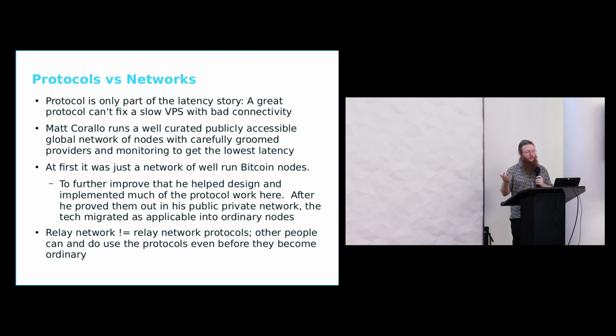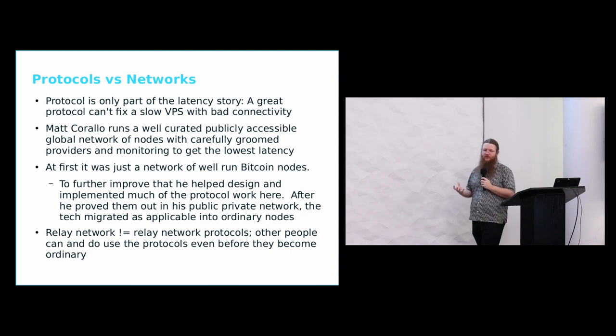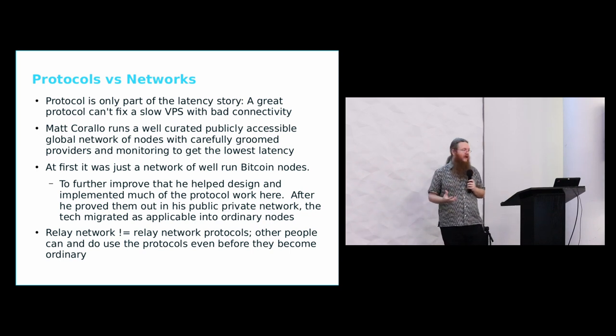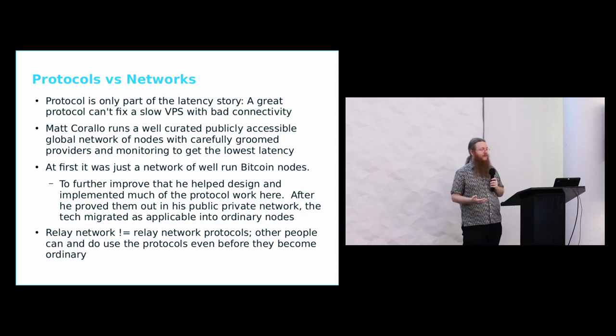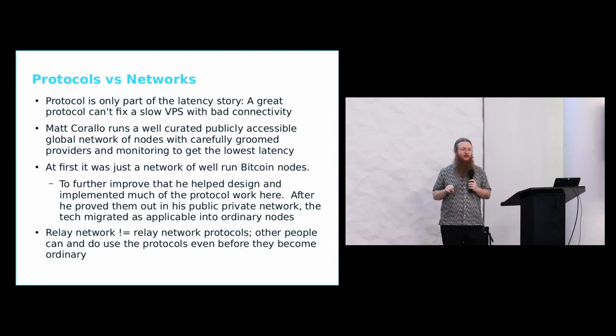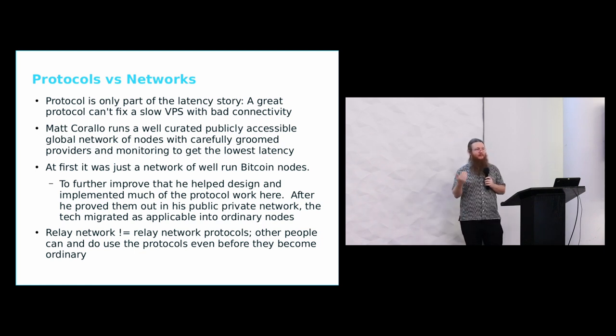But Matt was aware that just having faster nodes wouldn't solve the problem. And so he developed a set of custom protocols to be used with this network and evolved them over time. This has resulted in a little bit of confusion, because sometimes when we talk about the relay network, we're really talking about the protocols the relay network used, and sometimes we're talking about the relay network. It became things like compact blocks and FIBRE that I'm going to talk about today.